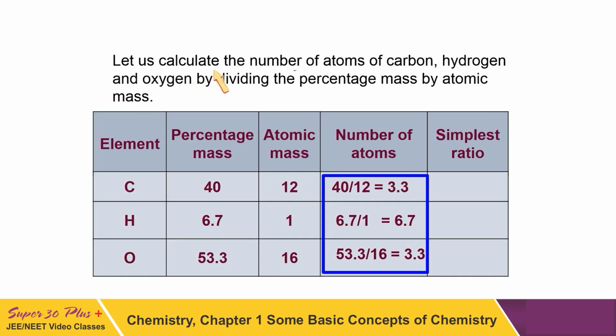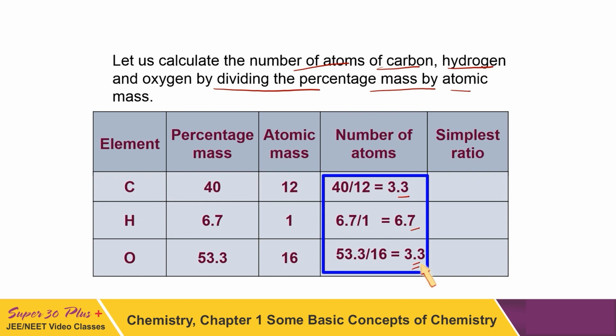Let us calculate the number of atoms of carbon, hydrogen and oxygen by dividing the percentage mass by atomic mass. When you divide the percentage mass by atomic mass, you get the number of atoms. By dividing 40 by 12, you will get 3.3. By doing this, you will get 6.7. And by doing this, you will get 3.3. This value will be 3.3.